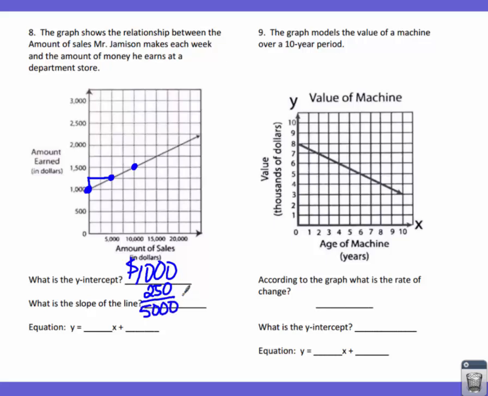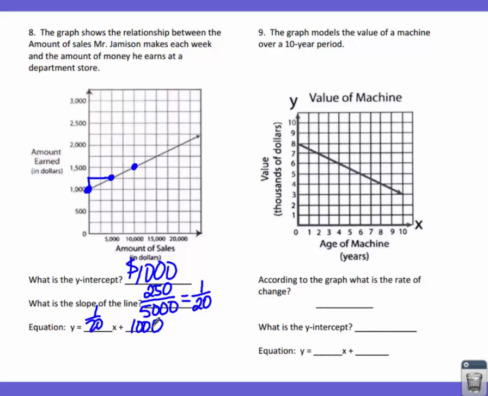5,000. But then what do we have to do with that? We do have to simplify that. Okay, so if we do our simplifying and we ask how many times does 250 go into 5,000, it actually goes in there 20 times. So we end up with 1 over 20 as the slope of the line. So now, when we look at our equation is 1 over 20, and then your y-intercept is 1,000. Okay, so there's the equation.